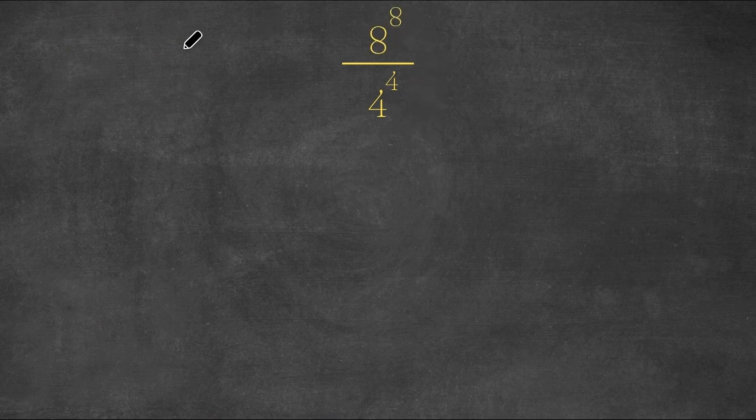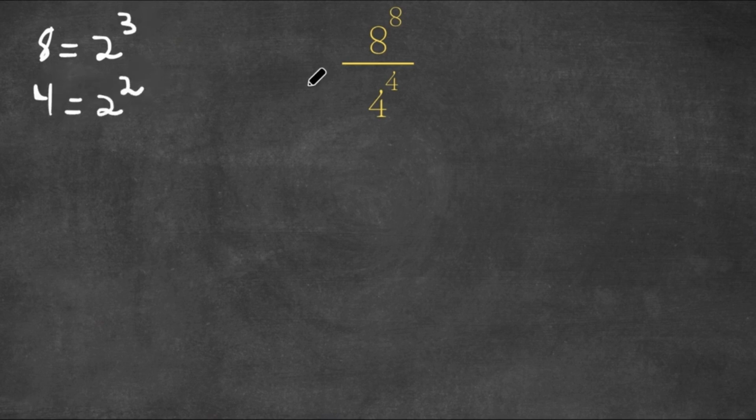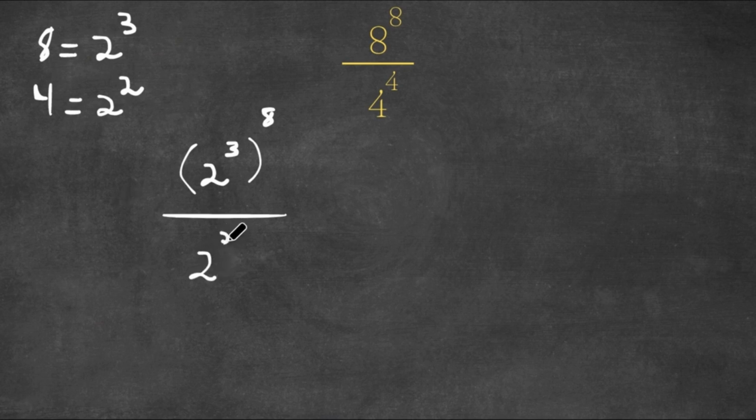So let's make both of these bases 2, because that is a common factor of these two numbers. So 8 is actually equal to 2 to the power of 3, and 4 is equal to 2 squared. So now I'm going to rewrite 8 as 2 to the power of 3. So this would be 2 to the power of 3, to the power of 8, over 2 squared to the power of 4.